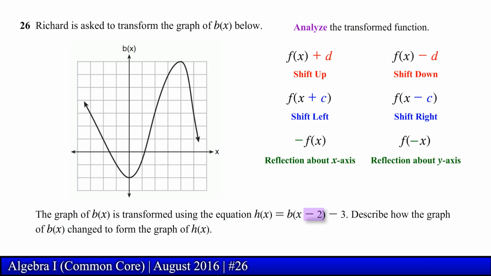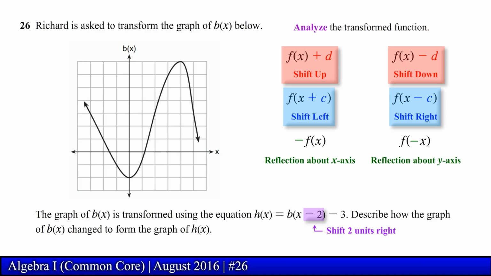2 inside the argument of the original function b of x. This corresponds to a translation or shift of 2 units to the right. Remember, transformations inside the argument of a function behave in the opposite direction when compared to transformations that occur outside of the argument of a function.